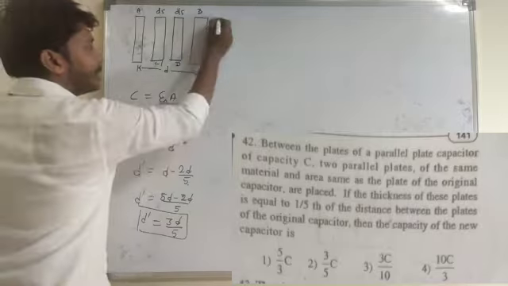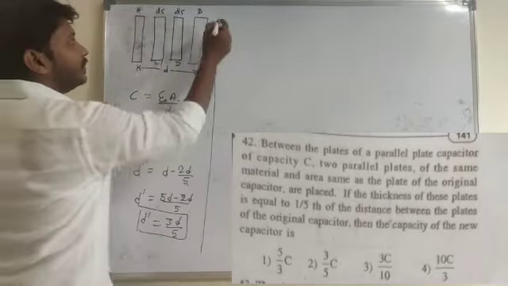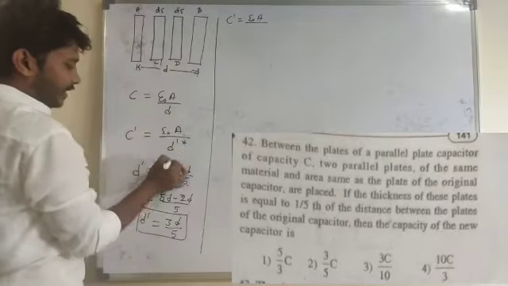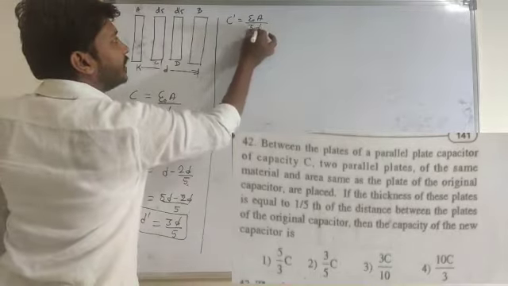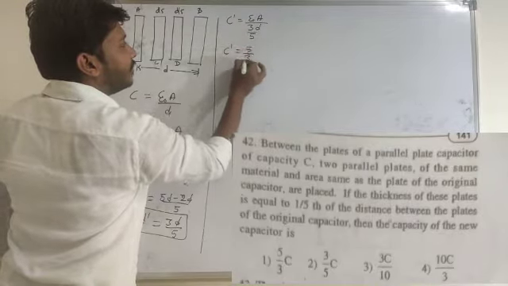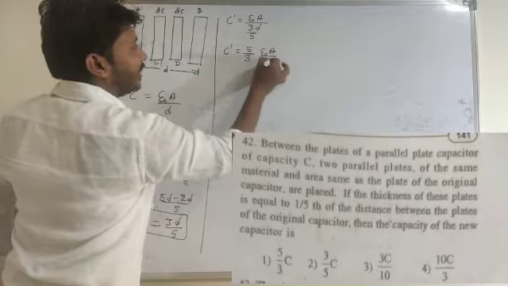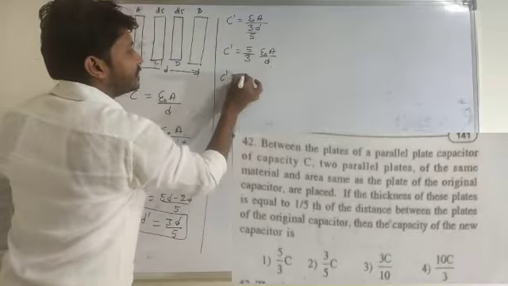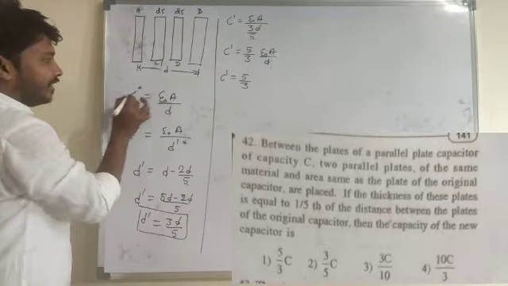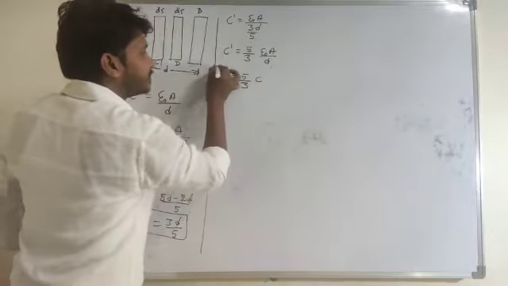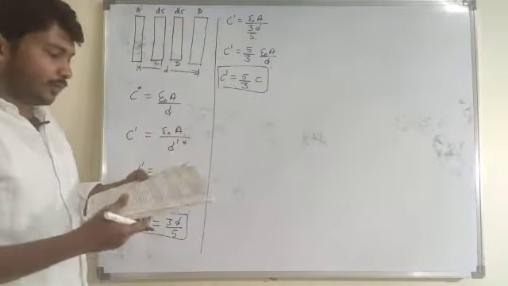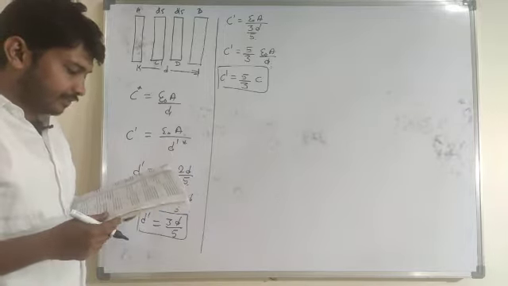Let me fill here. So C dash is equal to epsilon naught into A divided by D dash, which is 3D by 5, or C dash is equal to 5 by 3 epsilon naught into A divided by D. Taking epsilon naught A divided by D as C, C dash is equal to 5 by 3 into C. So hope you are understanding here. We'll move to the next one.